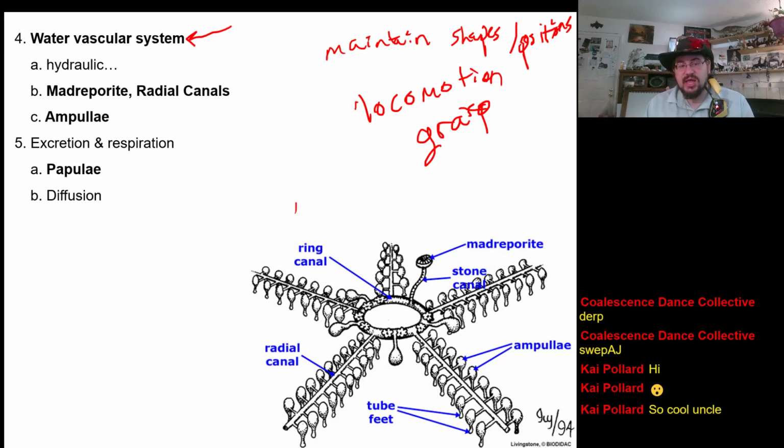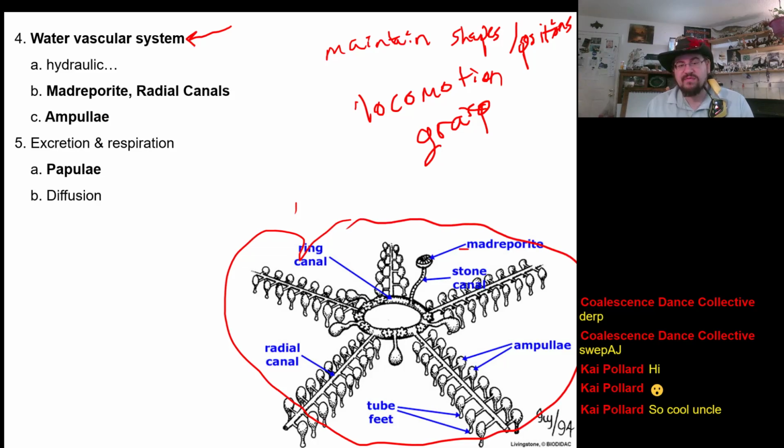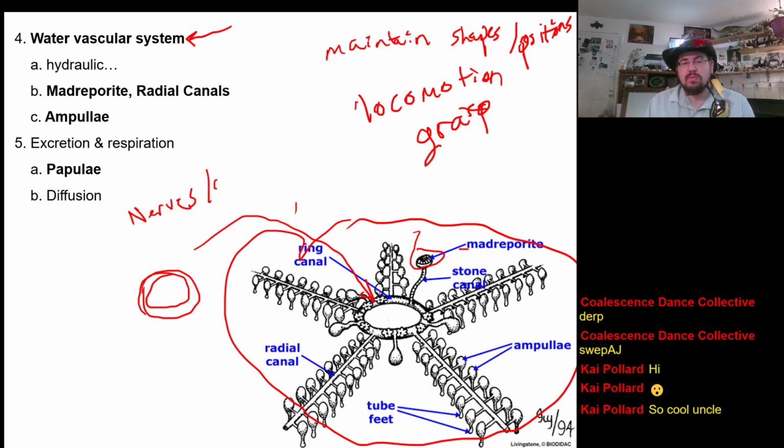How it works: this is a picture of a standard starfish body with five arms. We have an intake right here called the madreporite. Water can enter the water vascular system from the madreporite. From there, it circulates around something called the ring canal. The ring canal surrounds the main visceral mass of the echinoderm, where we find the nerves and ganglia, and where we find the digestive system.